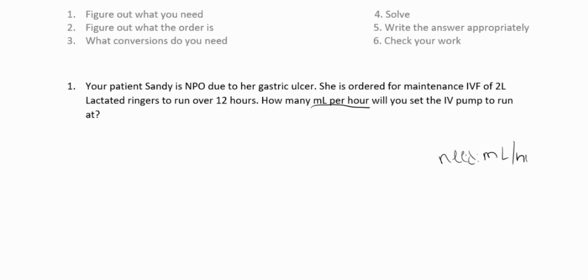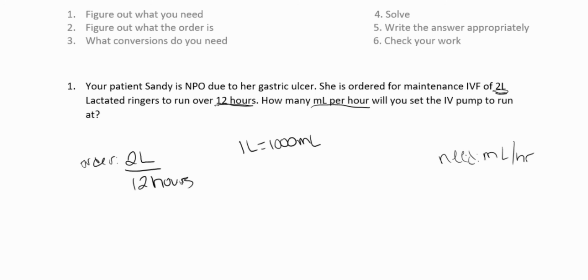So milliliters per hour. Next, we're going to come up with our order. Our order is 2 liters over 12 hours. That's how it's ordered. Now, let's get our conversions. What conversions do we need? From here, we can tell we go from liters to milliliters, so we know we're going to need 1 liter equals 1,000 milliliters. But then we have hours and hours, so we are good.